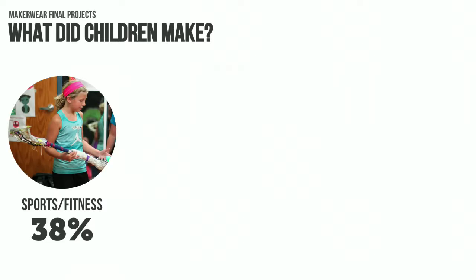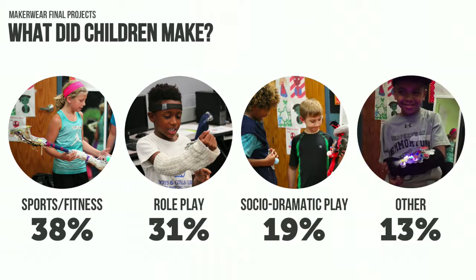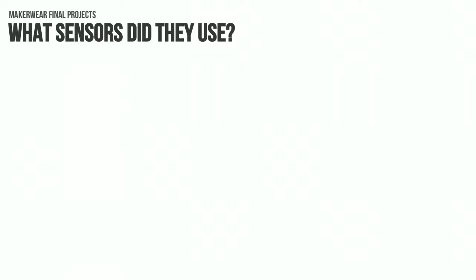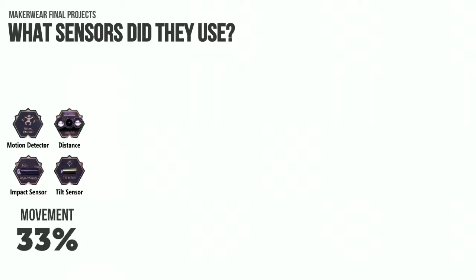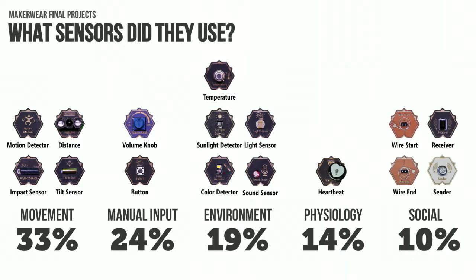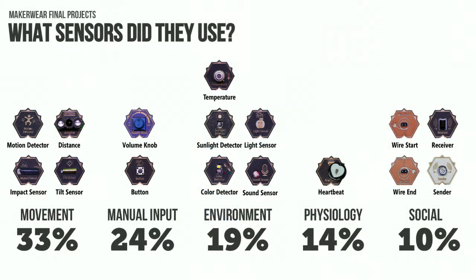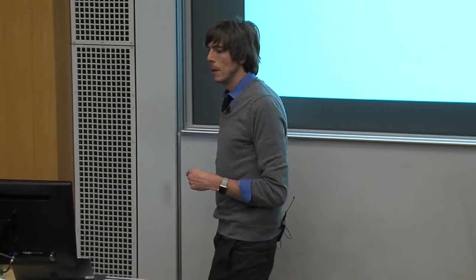Okay, what do children make? In terms of the designs themselves, most popular was sports and fitness, followed by role play, socio-dramatic play, and then other. In terms of the sensors, what did they want to sense about the world? Movement, manual input, environment, physiology, and then social. And so you're actually seeing children take advantage of some of those affordances of wearability, like movement sensing and physiological sensing.